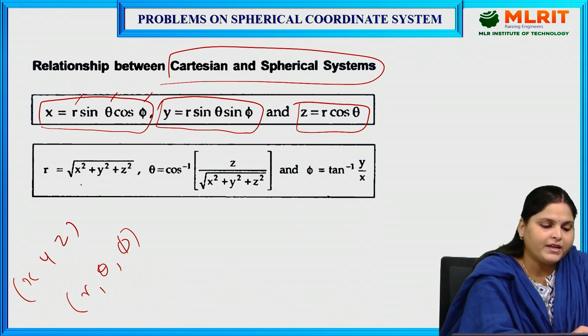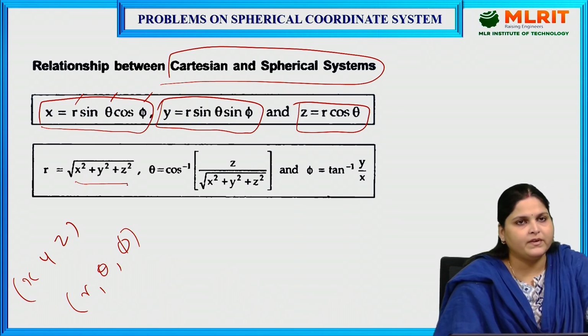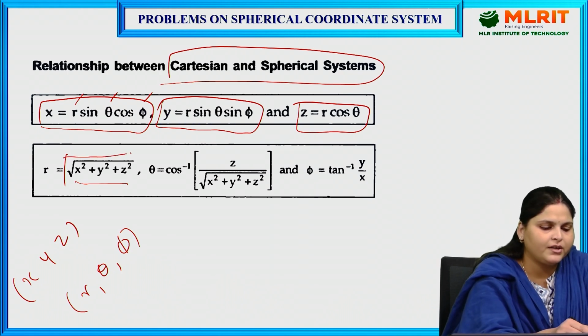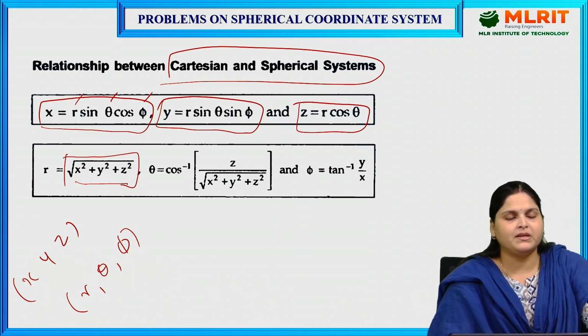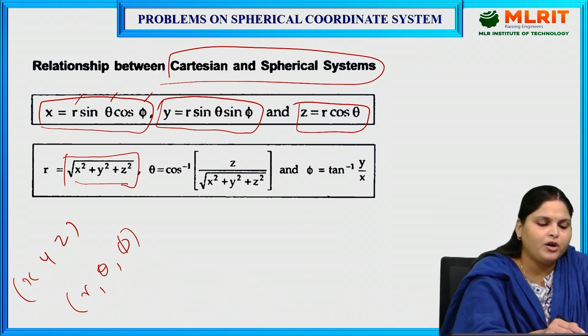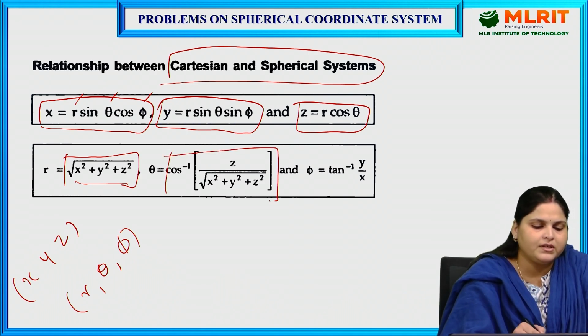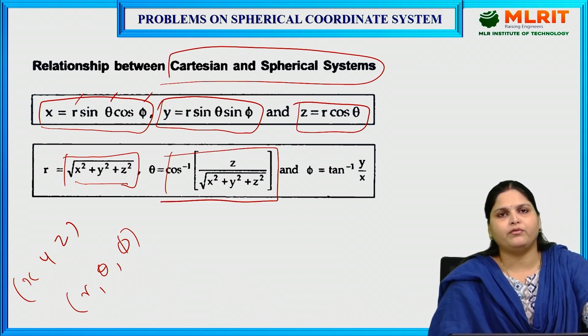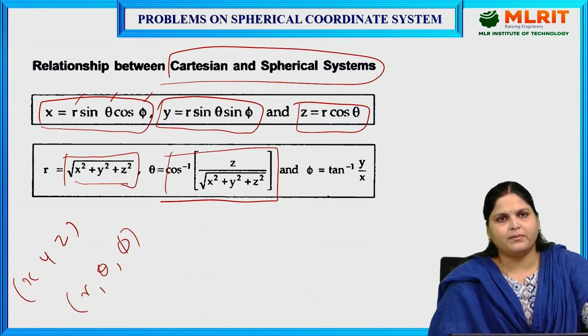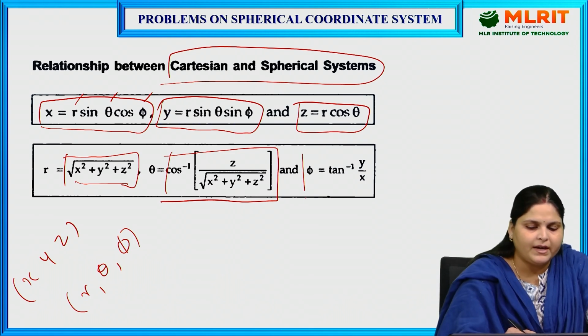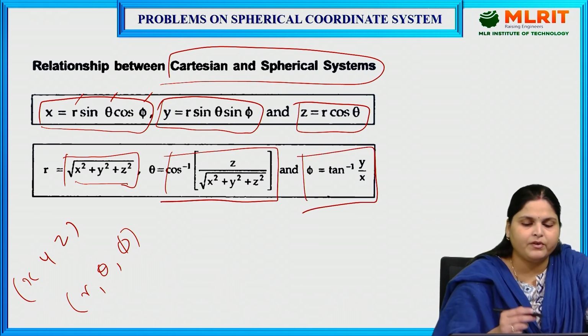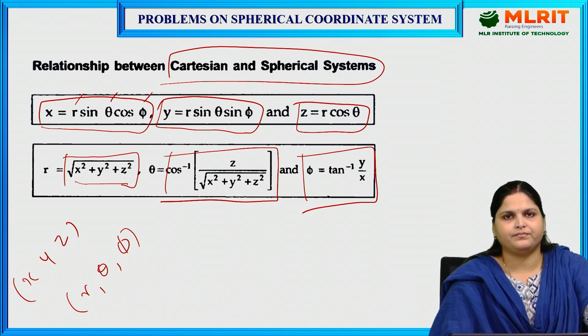Now if x, y, z is given, then also we can find out r, theta and phi. The formula of r is under root of x square plus y square plus z square. The formula of theta is cos inverse of z upon under root of x square plus y square plus z square, and phi angle can be written as tan inverse y by x. Right?